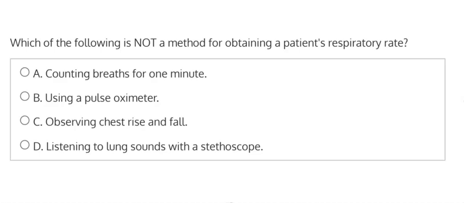This question says, which of the following is not a method for obtaining a patient's respiratory rate? So a reminder that we're looking for which answer is incorrect. Option A states counting breath for 1 minute.